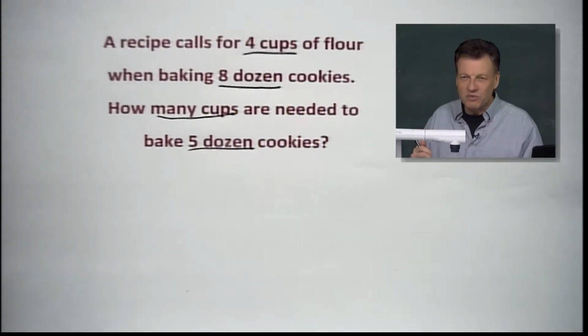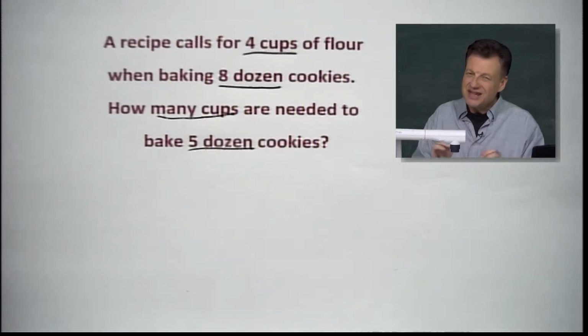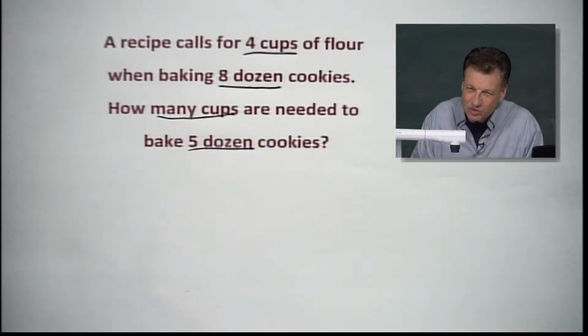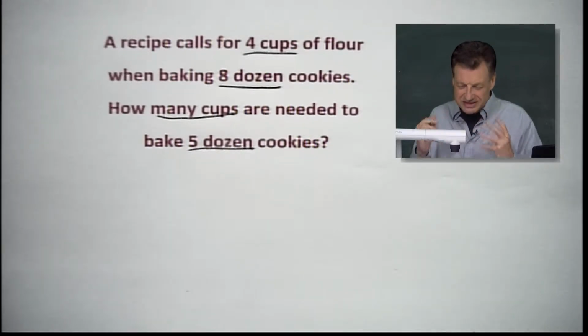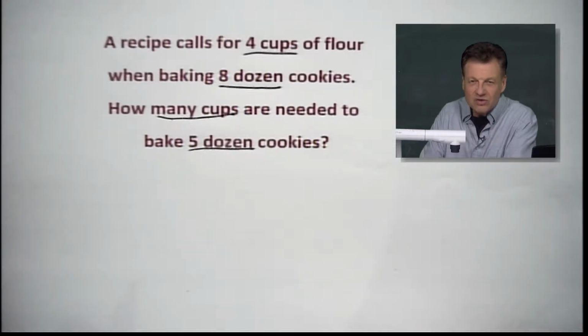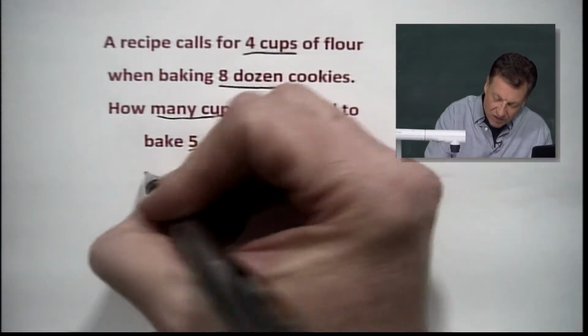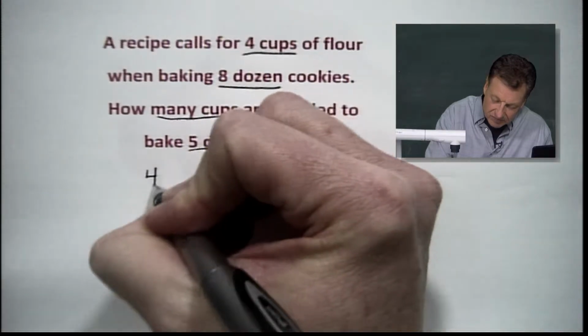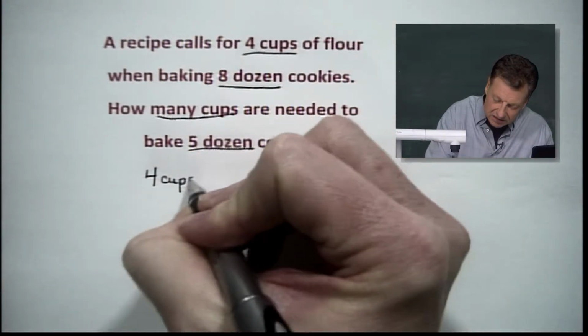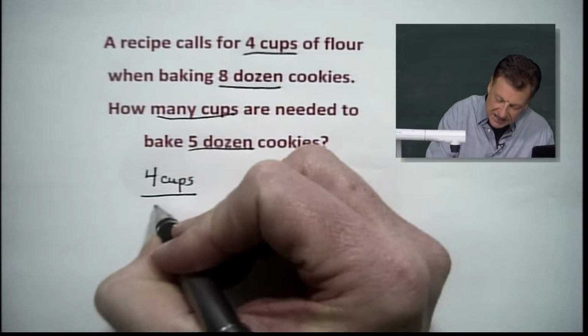And remember I said we want to keep it in proportion, because otherwise the cookies aren't really going to taste so good, all right? And it may have a horrible texture if we have too much flour or too much sugar or anything overwhelming us. So we want to make it precise. So we've got 4 cups, and that's going to be for 8 dozen.